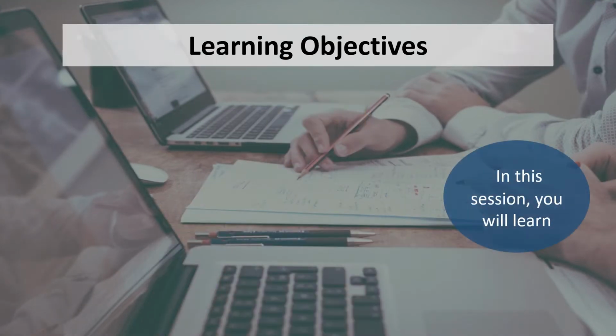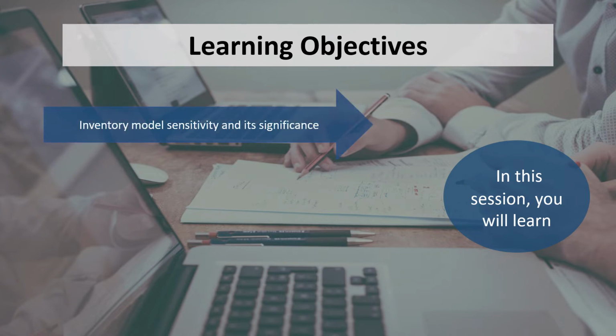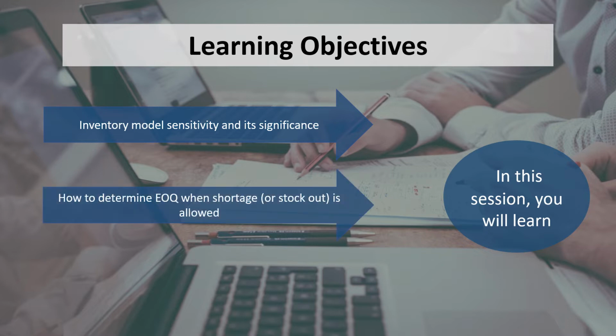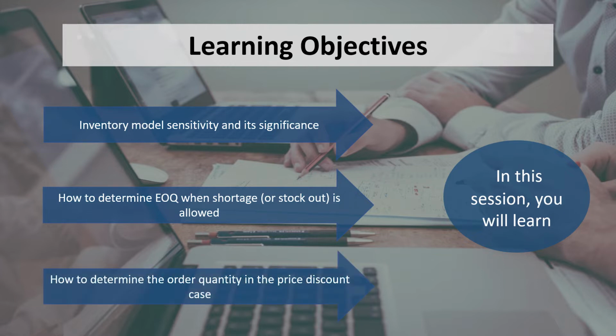Today, we are going to discuss what is inventory model sensitivity and its significance. The second topic is how to determine EOQ when shortage is allowed. And third, how to determine the order quantity in the price discount case. So let us discuss each topic one by one. All these three topics are interlinked with each other.